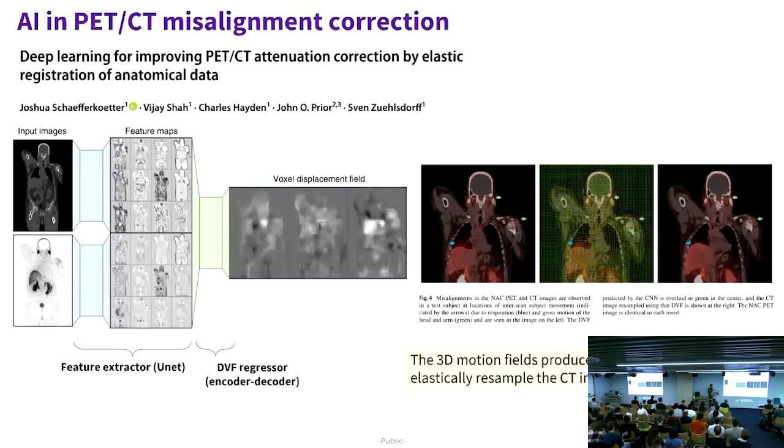Also, from another vendor, they try to tackle a similar problem. This time, again, misalignment between PET and CT. The input to the network is non-attenuation-corrected PET and CT, and it goes to the network. It's trying to predict deformation fields. You can see a similar structure as I mentioned early on, feature extraction, regression. And with that, they show it's quite generic. Any kind of motion is going to help.